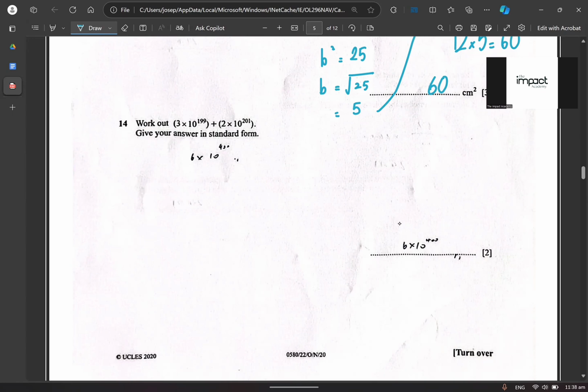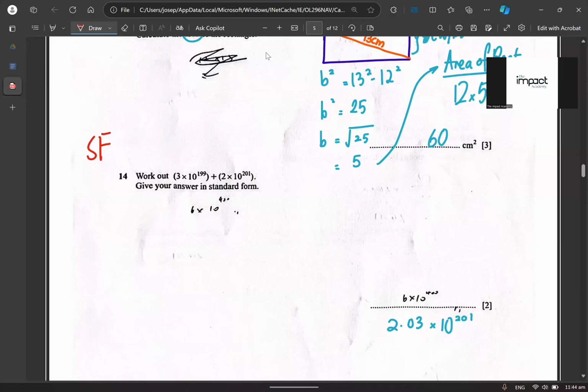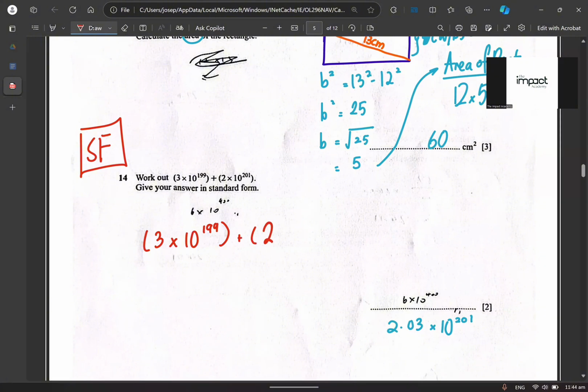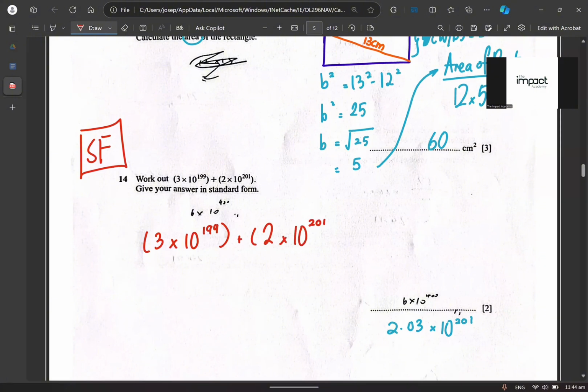Is that okay? So we write out the question first. 3 times 10 to the power of 199, bracket plus 2 times 10 to the power of 201. Agree or disagree? Okay, what is it that you can do first? Over here, they are testing you standard form, right? So now that you have written down the question, your job is very simple. Your job is to see whether you can actually make these two the same, correct or not?